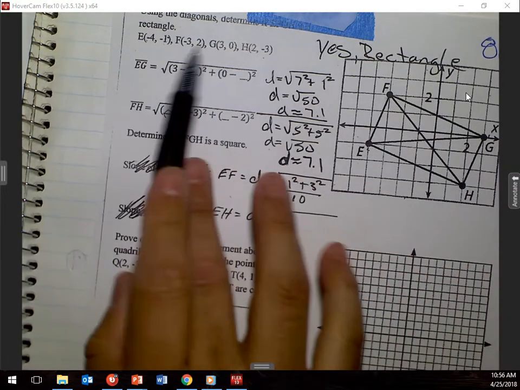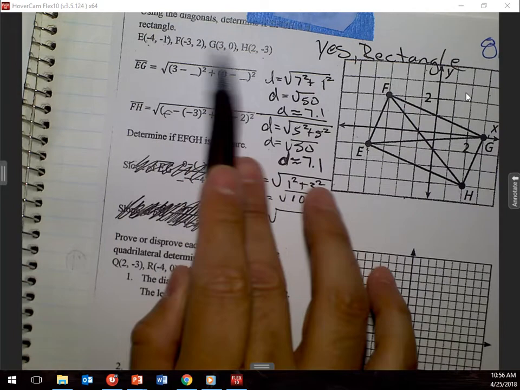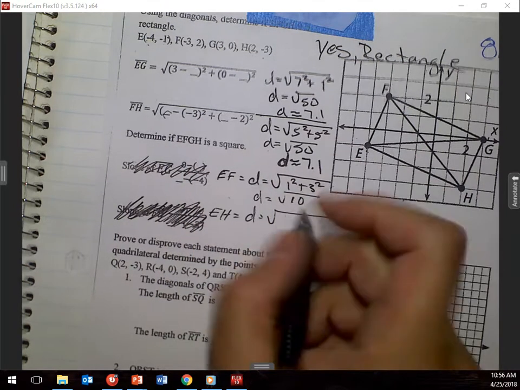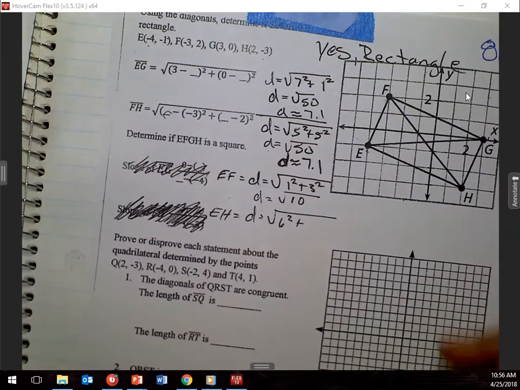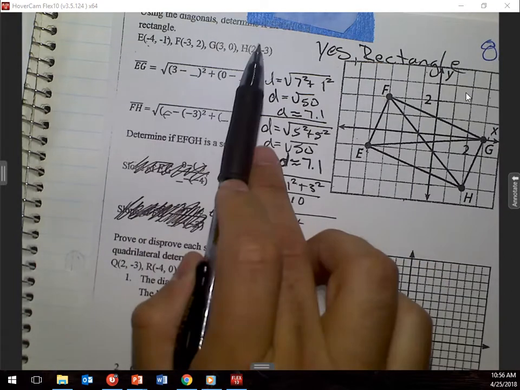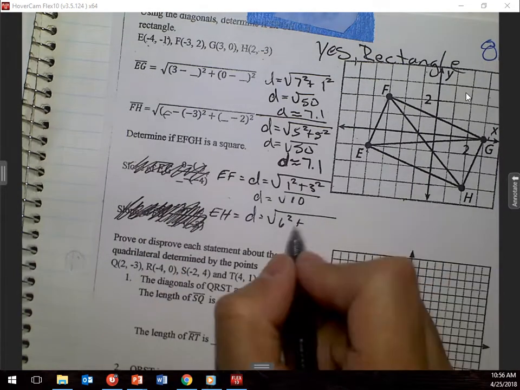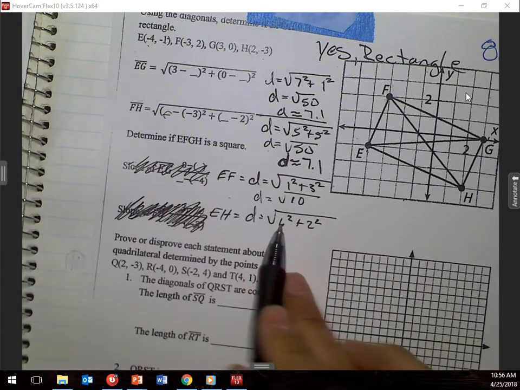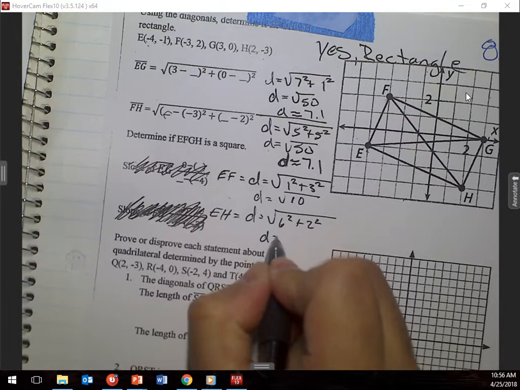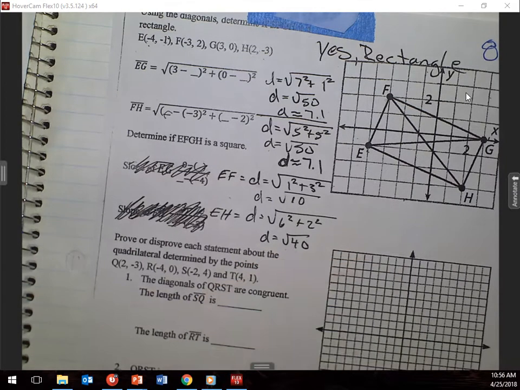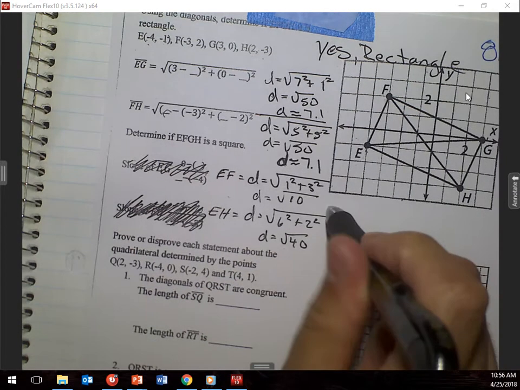Now from E to H, what is my delta X? 6 squared. Plus, what is my Y squared? 2 squared. So it's 36 plus 4, 40. Now, looking at these two things right here.